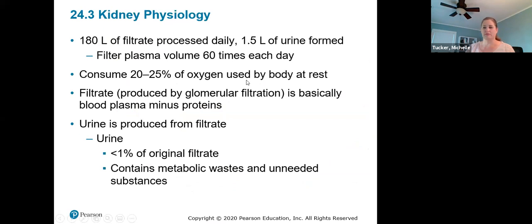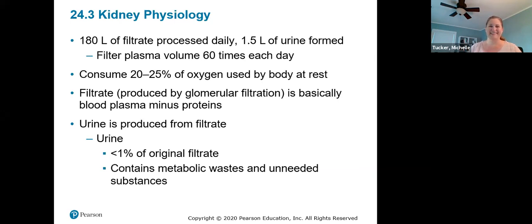This is leading into today: your kidneys will produce 180 liters of filtrate, but only 1.5 liters of urine are formed. If we didn't reclaim the water part of the filtrate, we would dehydrate in 30 minutes. So it's very important that we return 99.5% of the water, and that's going to vary a little bit depending on hydration status and blood pressure.